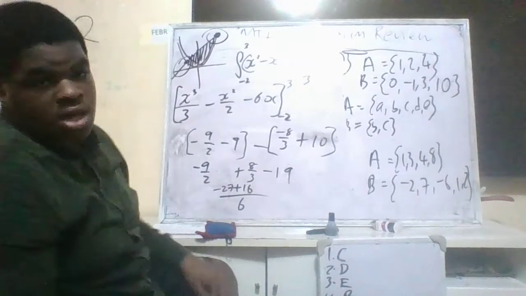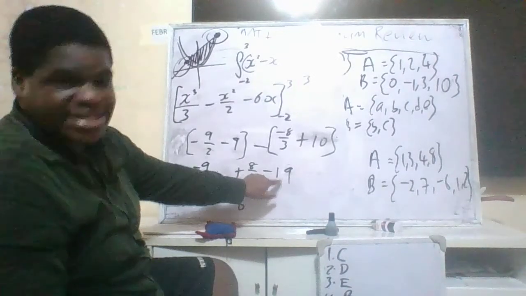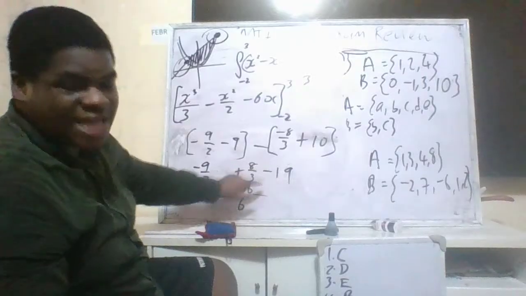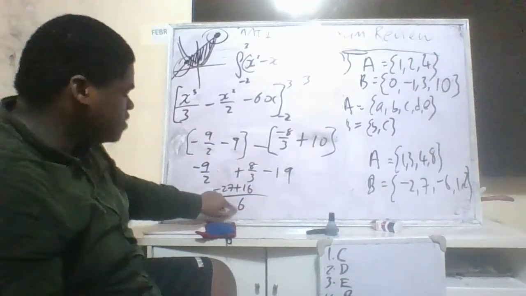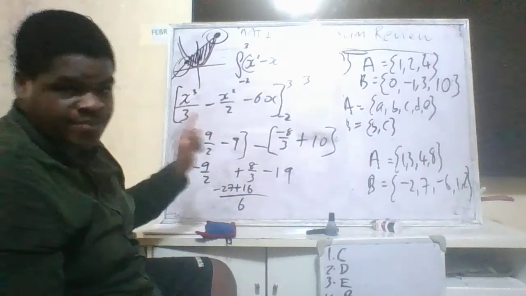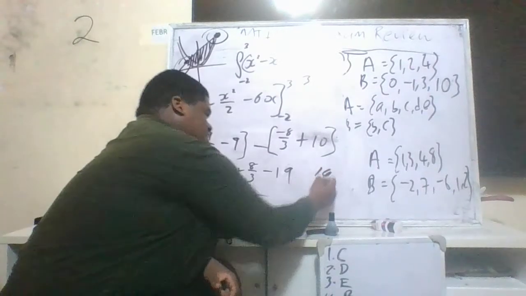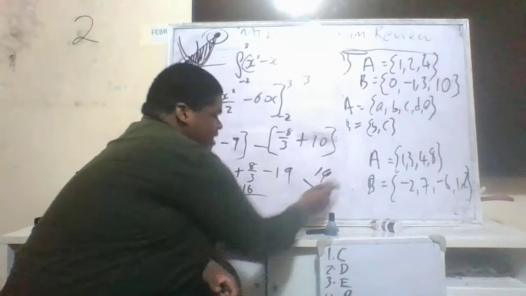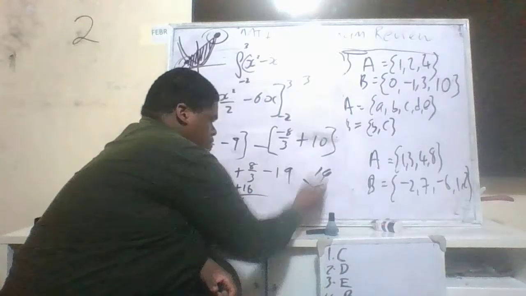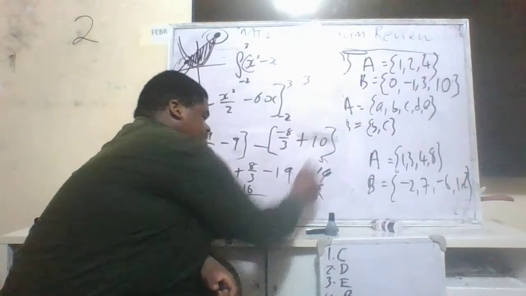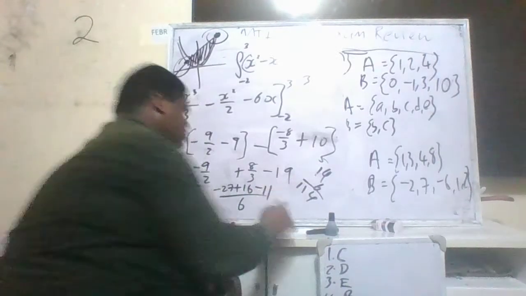Wait, oh, I think I just saw it. I did 19 times 3 last time. It's supposed to be 19 times 6, because here we have the denominator of 6. That is the error. It's supposed to be 19 times 6. 19 times 6, this is 114. So it will be minus 114.